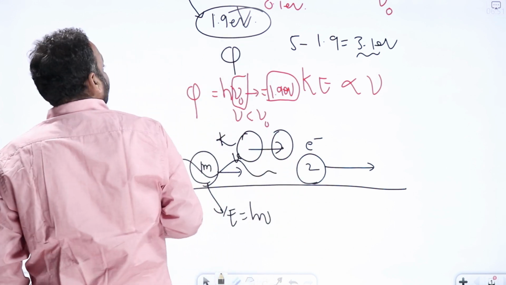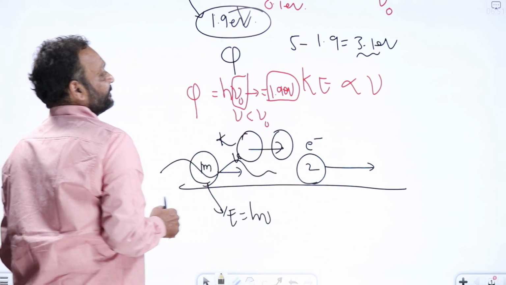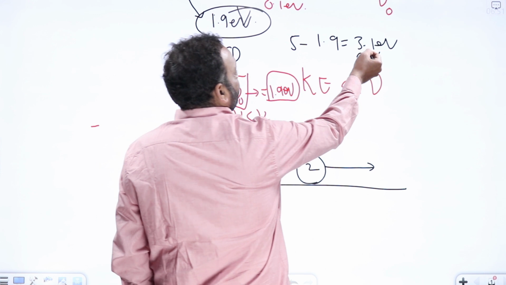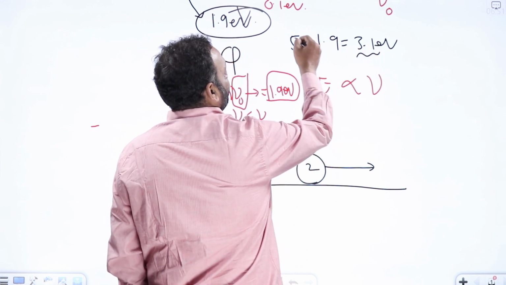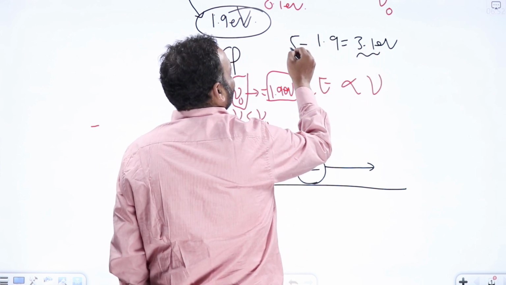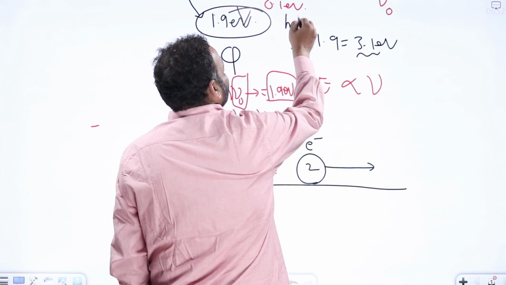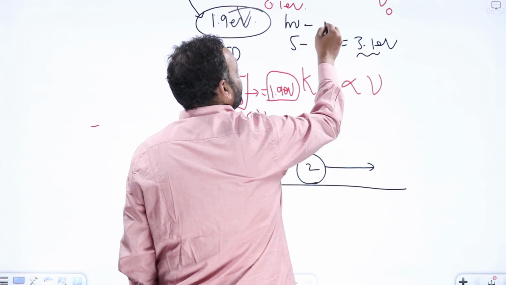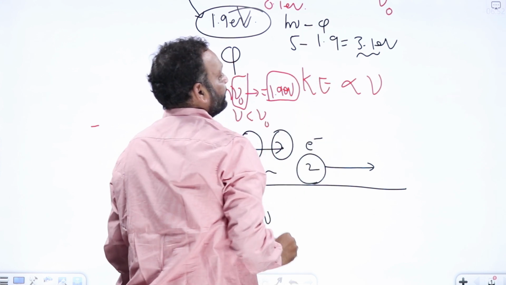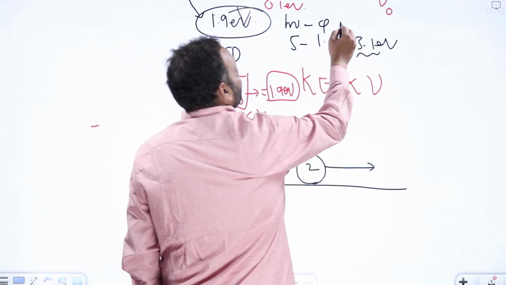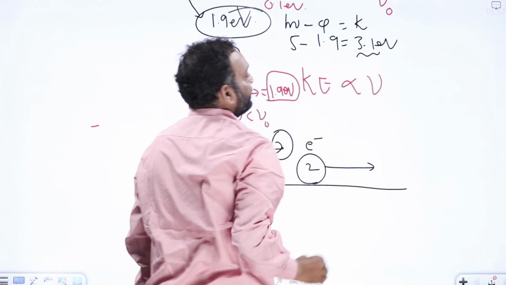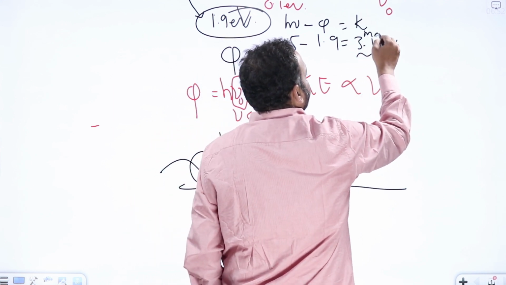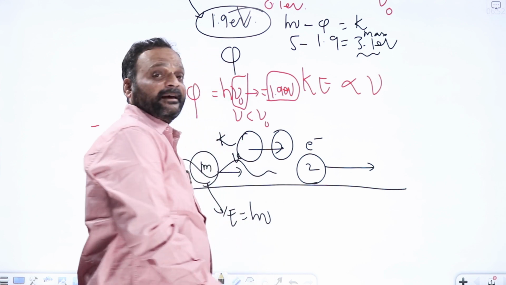Now, what is the kinetic energy of the emitted photoelectrons? I told you in my earlier example it is 3.1. How did I get this 3.1? 5 minus 1.9. What is this 5? It is the energy of the incident photon, hν. What is this 1.9? It is the minimum energy required to remove the electron from the surface of the metal, called the work function phi. This gives us the kinetic energy. But write a subscript here: it should be K maximum.